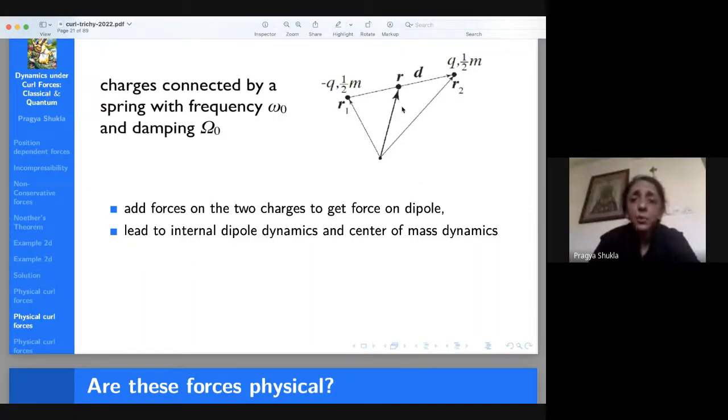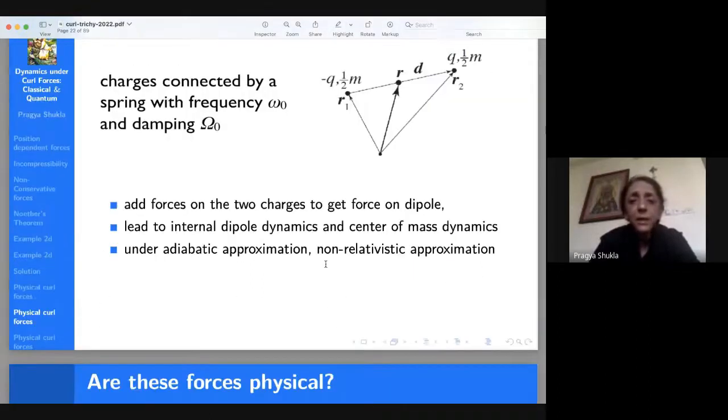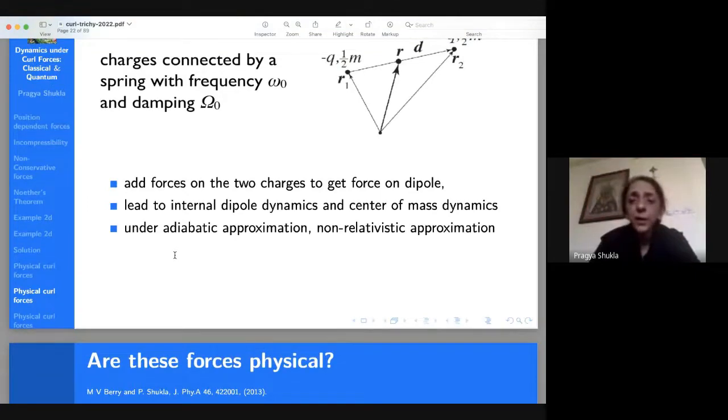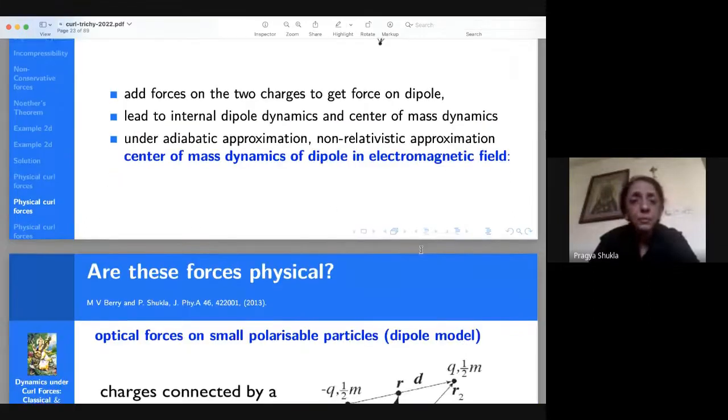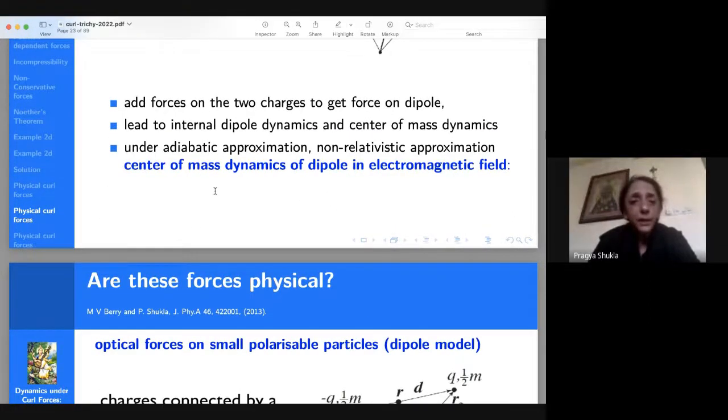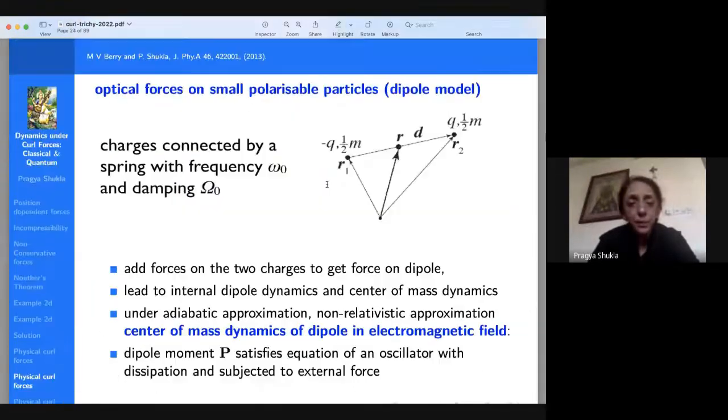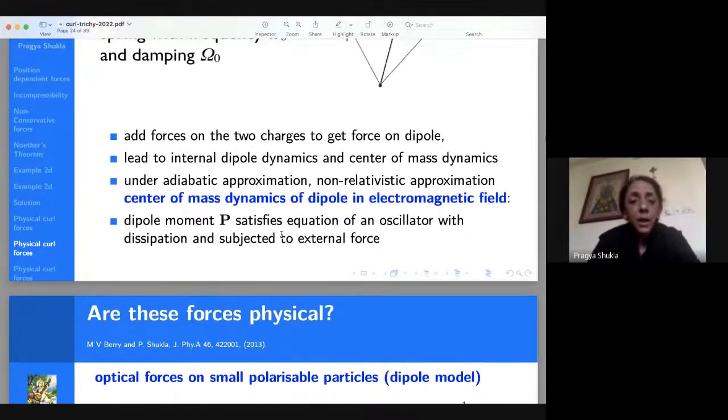This will tell you how the whole dipole is moving in the electromagnetic field. That is center of mass dynamics. And after that, you use that the center of mass is moving very slowly, under the adiabatic approximation, non-relativistic approximation, and that will give you the center of mass dynamics of a dipole in an electromagnetic field. Now, the question is, this whole thing, when you study it, will depend on the distance d.